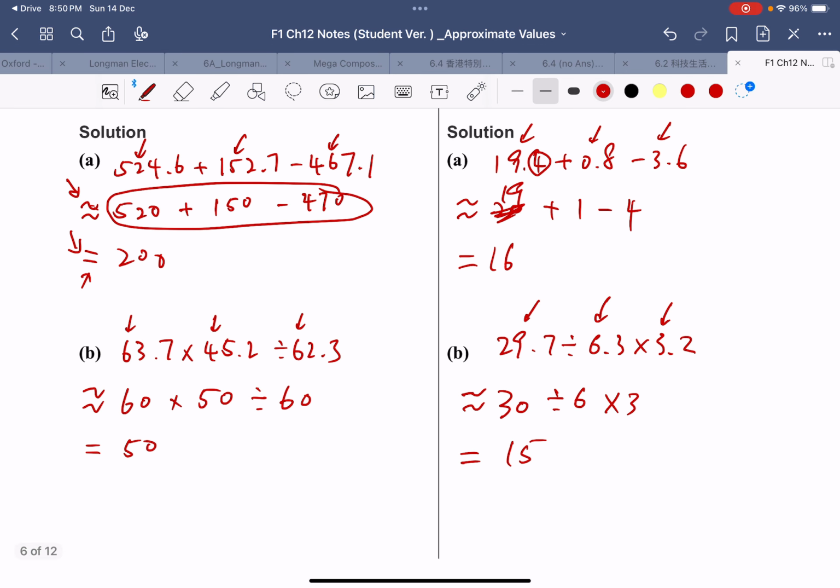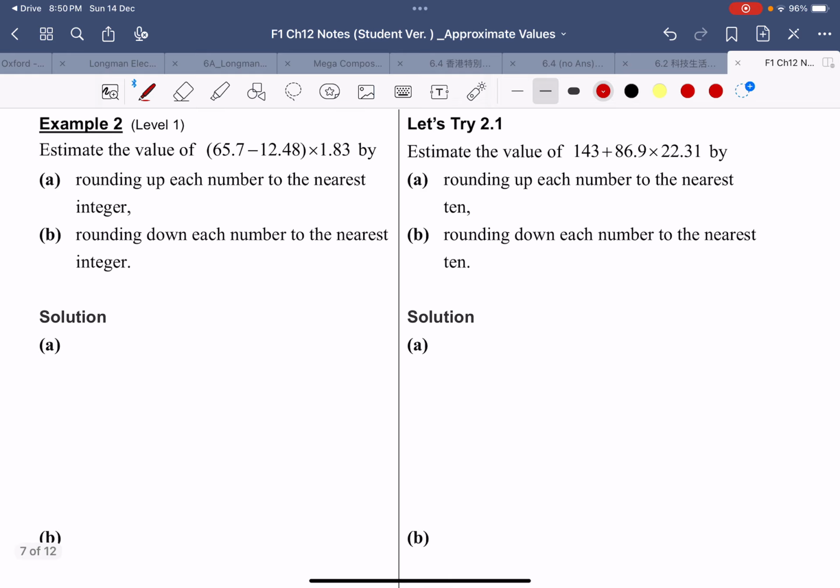Okay, by then we are doing estimation. So from the original expression, actually without a calculator it would be very hard to calculate this. But after estimation, you turn it to some values that can be easily manipulated, and then you can get the answer easily, quickly. Alright, example 2.